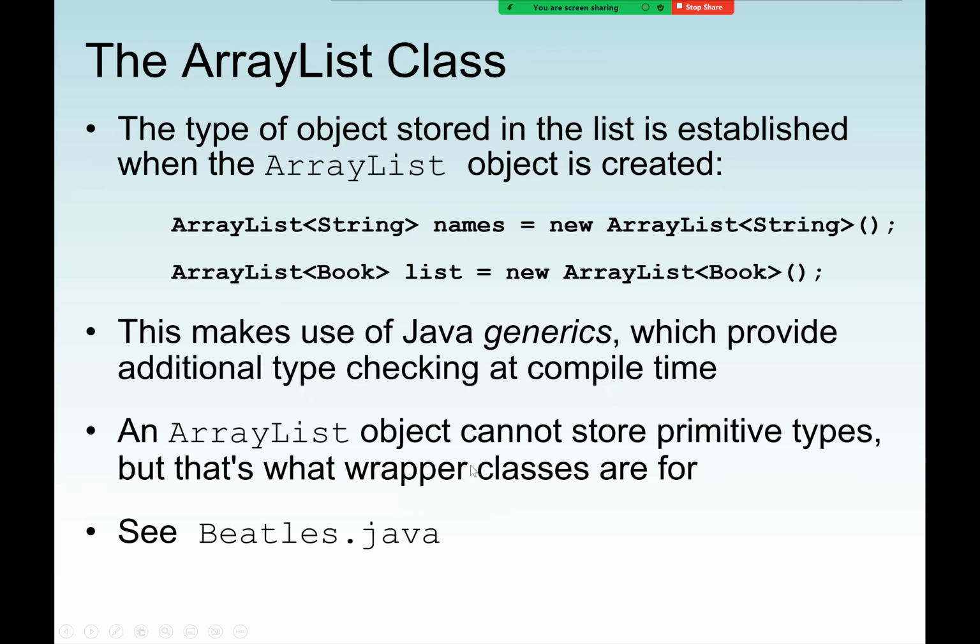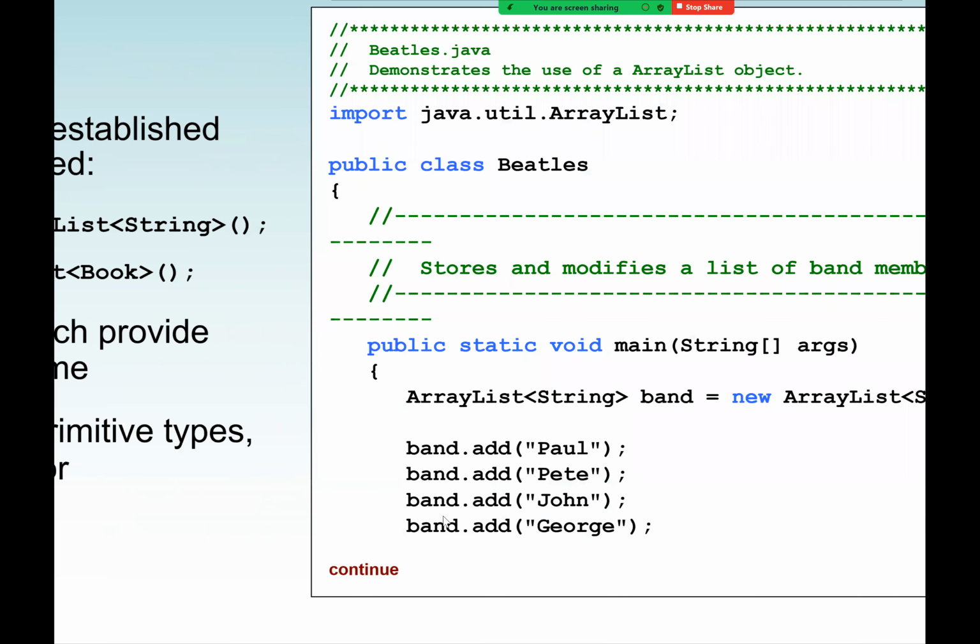And also we say an ArrayList stores objects and not primitive types. So here we are talking about String. It's an object, names. The list also is an object. The type Book is a class. So let's see an example here called Beatles.java.